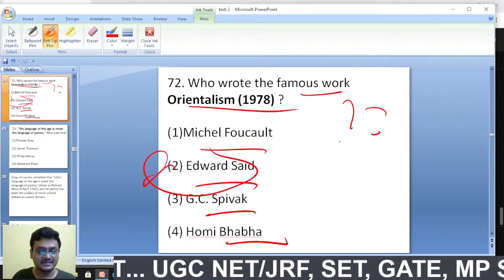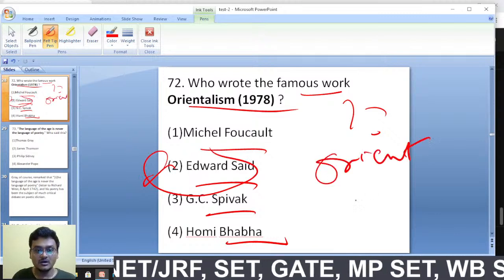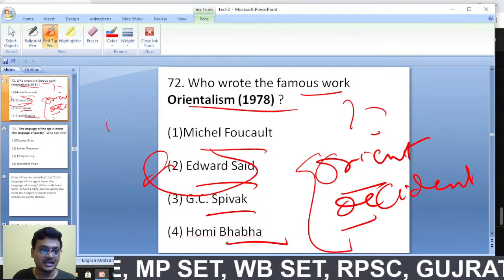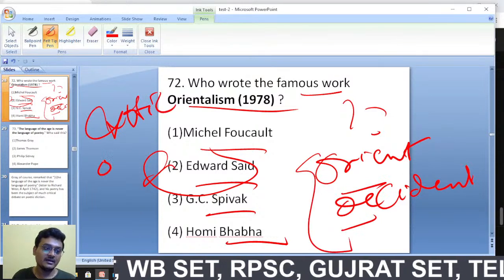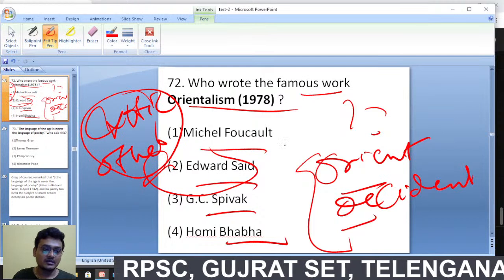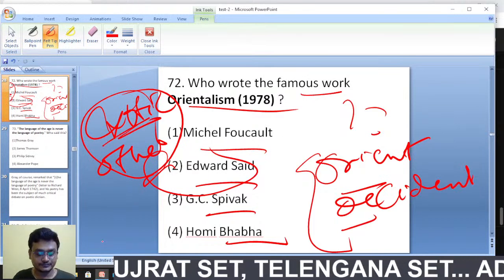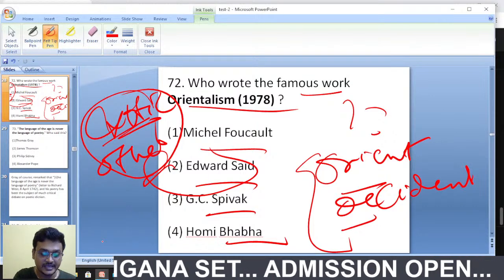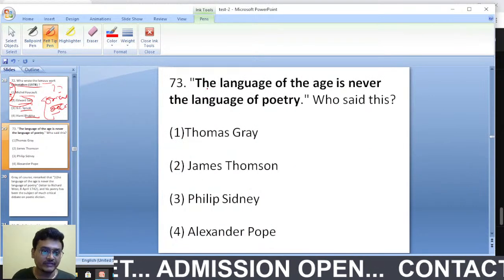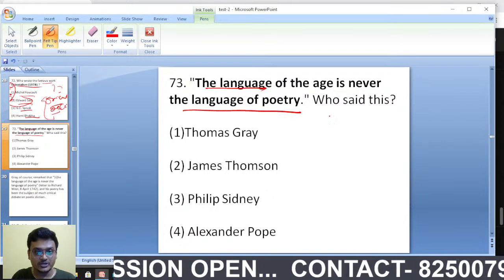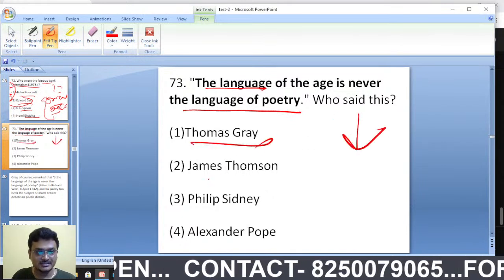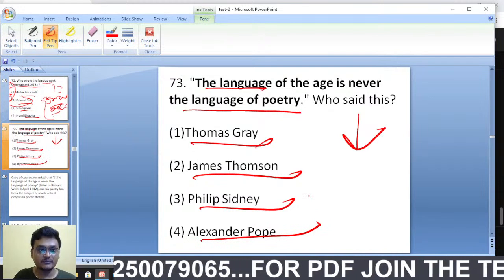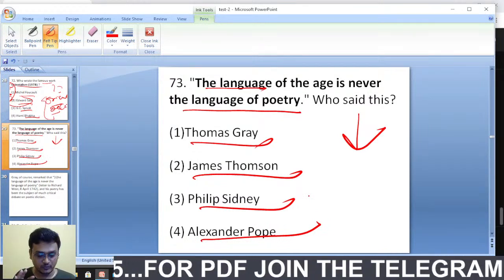Exactly. Here he has given the concepts of Orient, Occident, and the exotic other. These are concepts given by Edward Said in his 1978 work. The language of the age is never the language of poetry here. Who said this? Thomas Gray, James Thomson, Philip Sidney, or Alexander Pope?